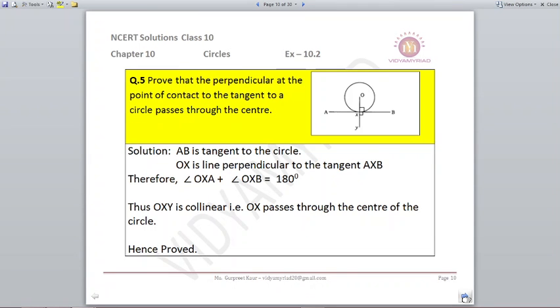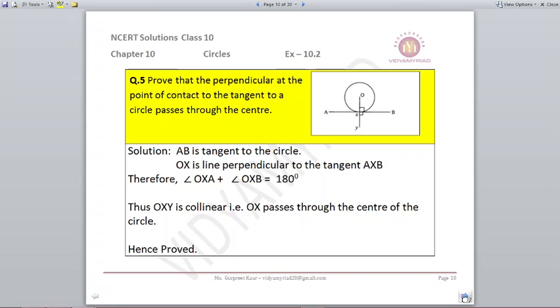Next, prove that the perpendicular at the point of contact to the tangent to a circle passes through the center. Now AB is a tangent. Here X is the point of contact. So OX is perpendicular to tangent AXB. That means angle OXA plus angle OXB will be equal to 180 degrees.